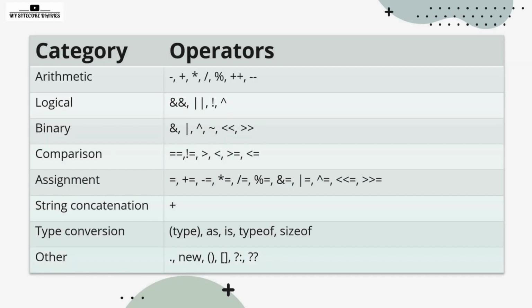These are a few operators as per the categories. I'm just displaying those on the screen. You can have a look for a minute, then we will move ahead. I'm not reading everything here. You can just have a look at the different arithmetic, logical, binary, comparison and assignment operators we can use. On top of that, we also have string concatenation, which you can do by using the plus. And then you have other operators, which we will also see. For type conversion, you can use typeof and sizeof. I will just display this for a few seconds.